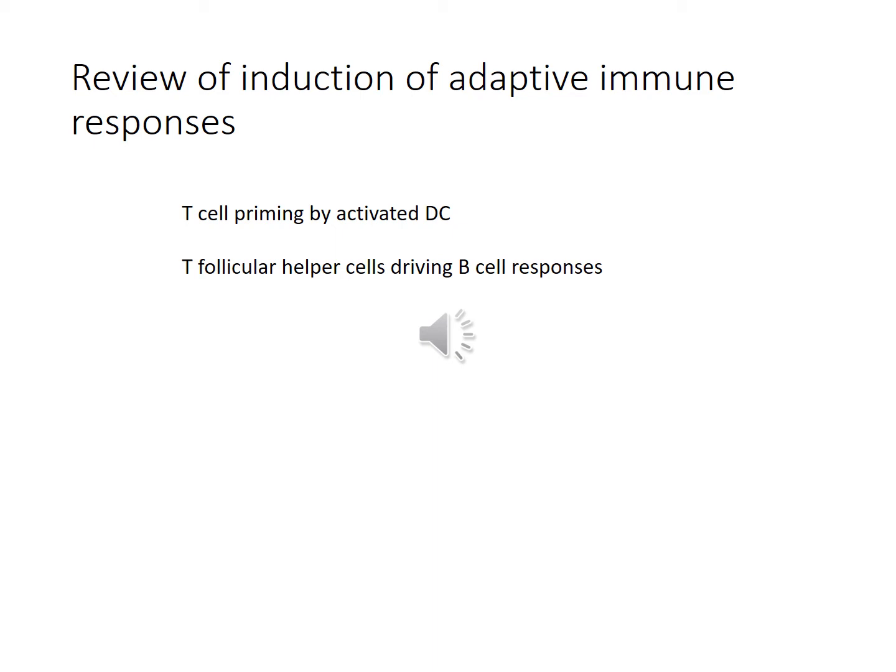So, T-cell priming by activated dendritic cells, and how the dendritic cells are activated. We have been touching on this before. This is the TLR activation of dendritic cells. But we will also talk a little bit about T-cell priming and the physiology of T-cell priming. We will also talk about follicular T helper cells, which are driving the B-cell responses, which are very important for vaccine development. So here goes a repetition of adaptive immune responses.